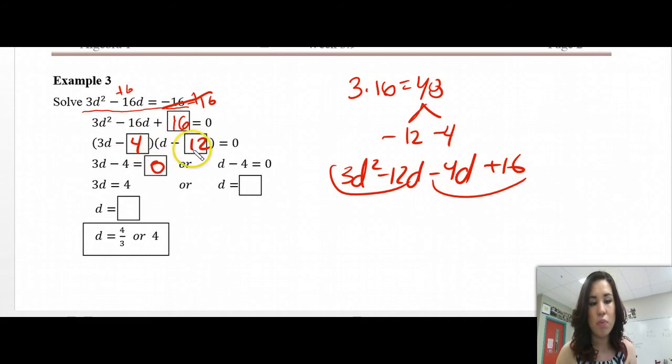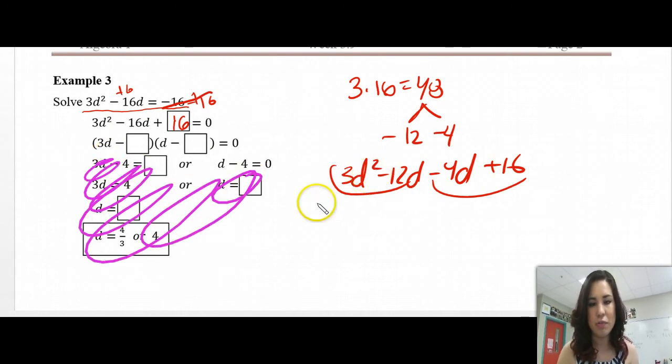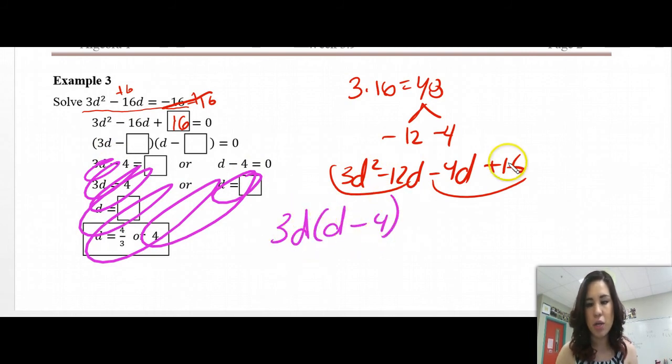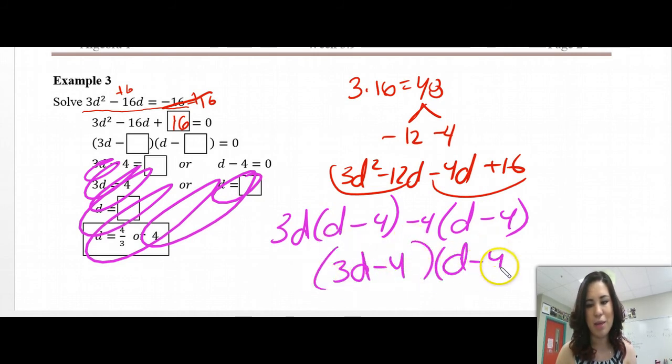Wait, hang on. Okay, I'm going to do the factoring because I don't think this is the right answer, so just scratch that off. Let's do the factoring ourselves. We can take out 3d and we are left with d minus 4. We can take out a minus 4 and we're left with d minus 4. So our factors are 3d minus 4 and d minus 4. So it was right, I was just not factoring right.